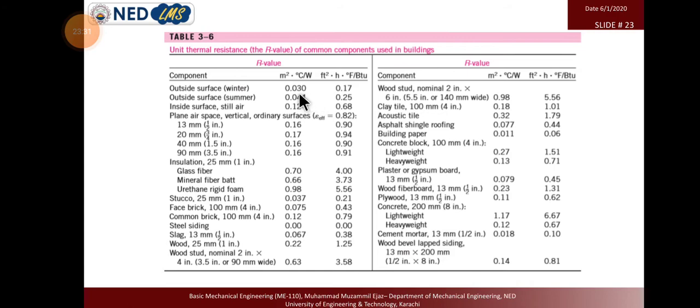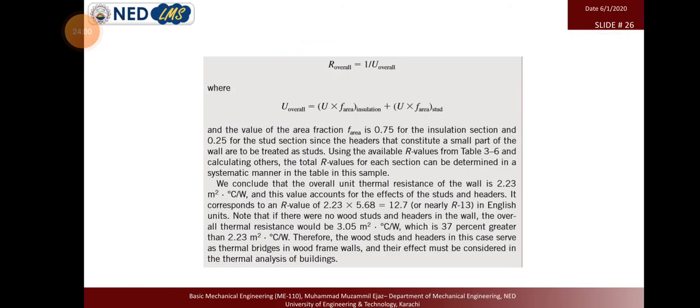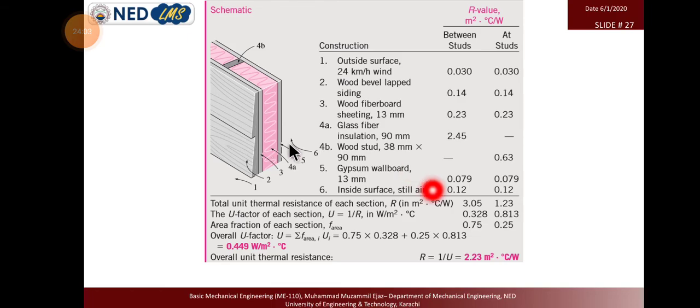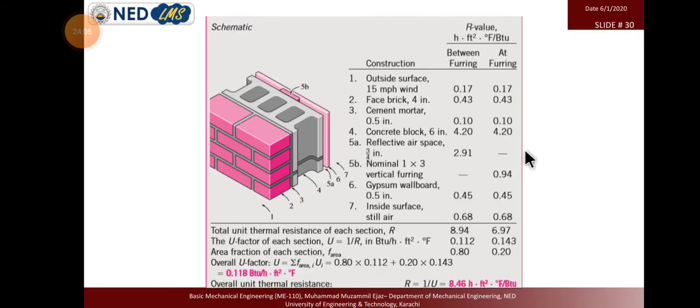On the inside surface we have very little air flow, meaning low air velocity. Outside there will be wind, so the resistance is lower there, and if we have still air, the R values are higher. Then plane air surface, vertical ordinary surface, 13 millimeter, 20 millimeter. Sometimes we give an air space between the bricks, like in this diagram. So this is the air space.